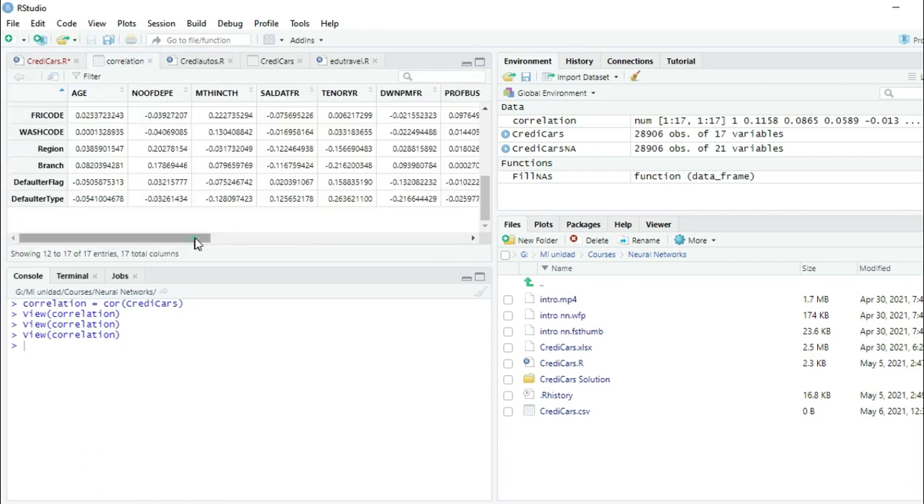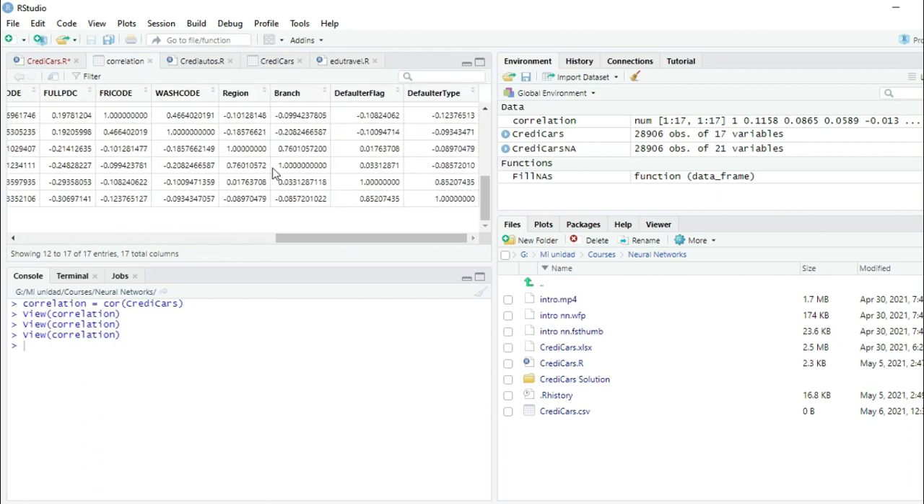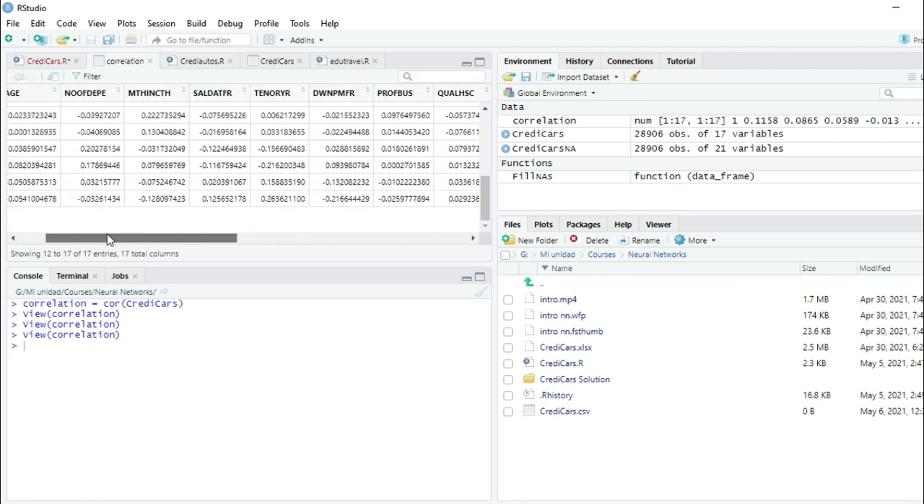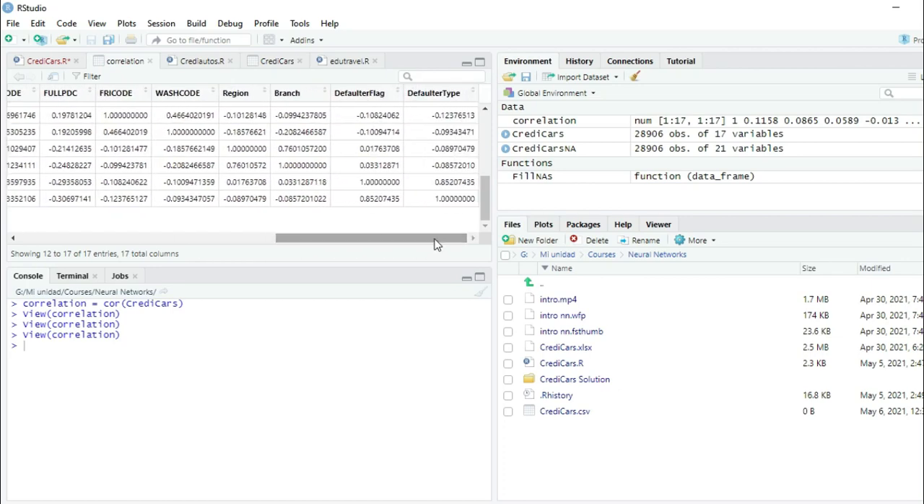The other pair of variables which are highly correlated are region and branch. You could see here that they have a strong correlation of 0.76. In this case, they are not so correlated with the dependent variable. You can see here 0.017 and 0.03 for branch. So they are not as important as the previous variables that we saw before, the time of employment and the down payment fraction. So probably we should decide to throw out at least one of these two variables.